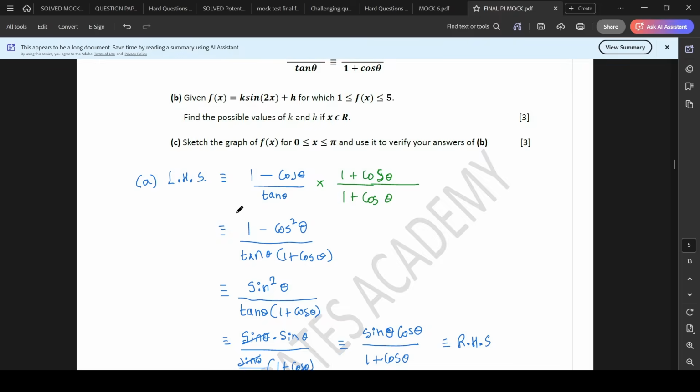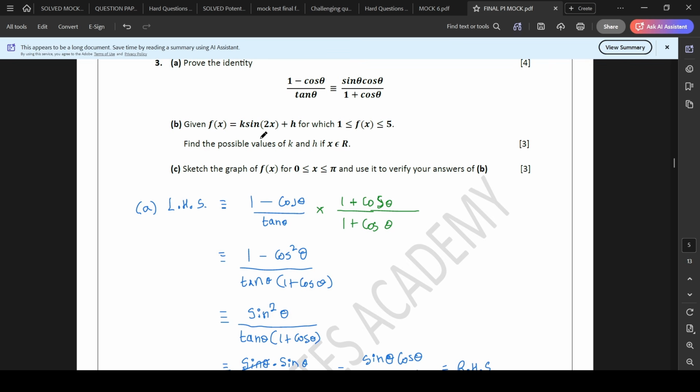See, I know that the minimum value of this function will occur when my sine 2x is minimum, which is at -1. I know that the sine 2x graph looks like this, right? This is the graph of sine 2x. The maximum value is 1, the minimum value is -1. So when my sine 2x is -1, at that time this function k times sine 2x plus h will be minimum.